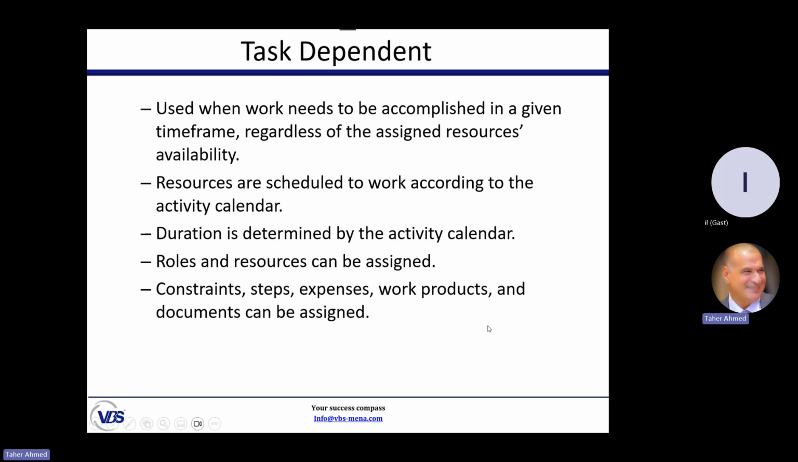What is the meaning of task dependent again? Used when work needs to be accomplished in a given time, regardless of the assigned resource. It does not depend on the resource. Resources are scheduled to work according to the activity calendar. The activity calendar is the governor. Duration is determined by the activity calendar. Resources can be assigned to task dependent, and you can assign constraints, expenses, documents, and so on.